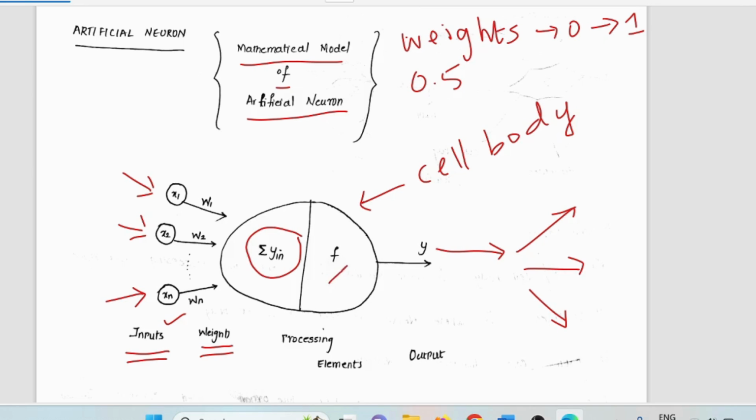Then you are going to apply a function. Some particular activation function is going to be applied onto that sum, and then the output is generated. So inside the cell body, two functions are taking place. One is the weighted sum, that is sigma xi wi. That is the first process that is taking place inside the cell body. And the second one is, on to this you are going to apply an activation function. So this will give your output y.